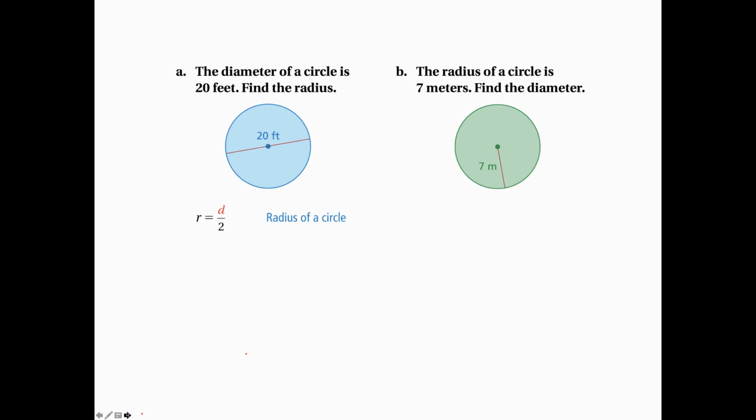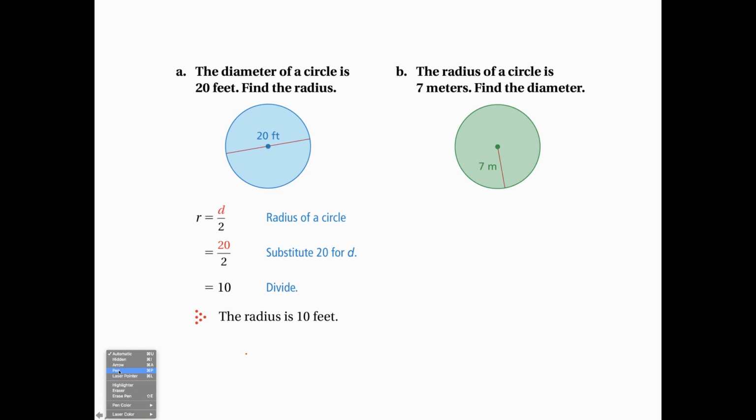I have the diameter, which is 20 feet, and I want to find the radius. So that's the formula I use. I plug the numbers in, I divide, and the thing you cannot forget are the units. Okay, don't forget the units. Okay, 10 feet is the answer.